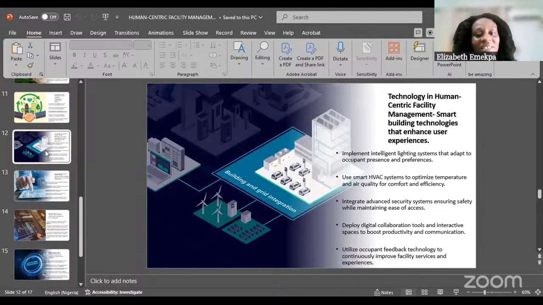Technology in human-centric facility management. Now we've talked about sustainability. This is the technology aspect. Let's talk about the technology aspect.